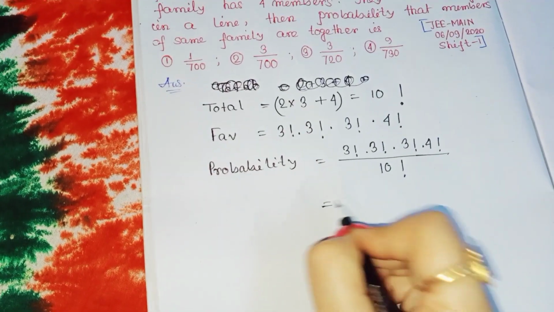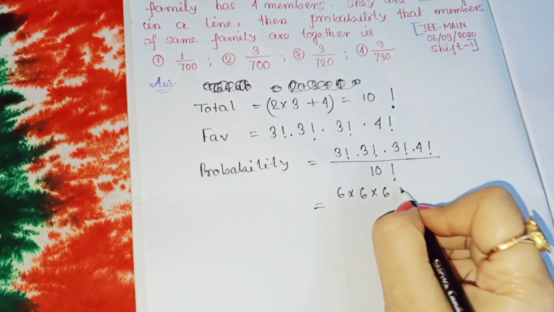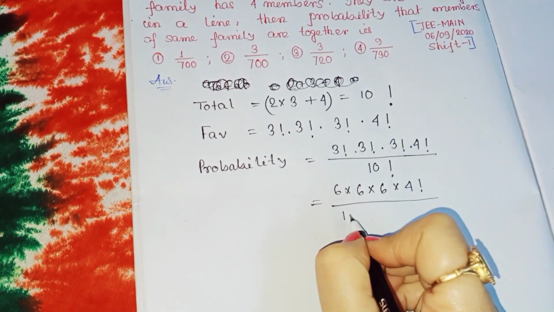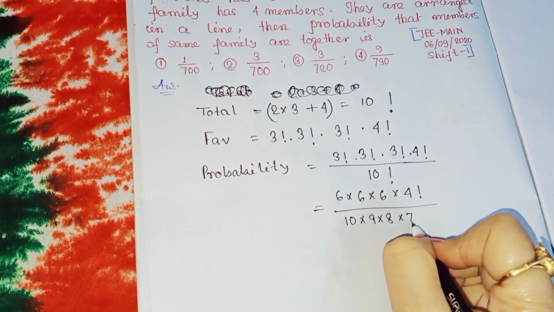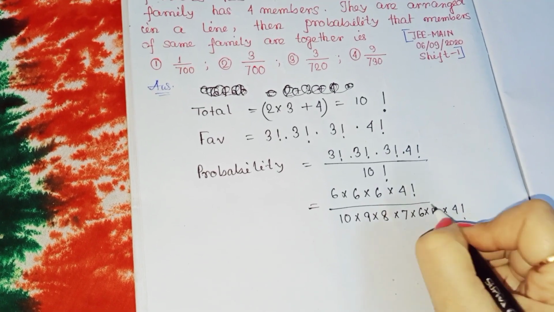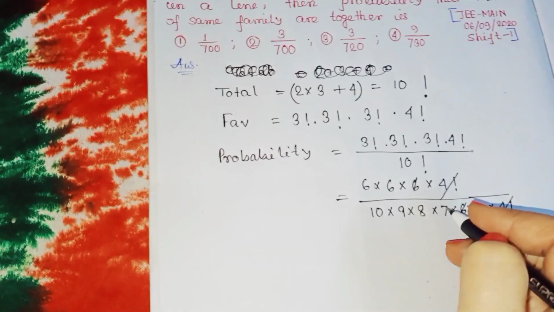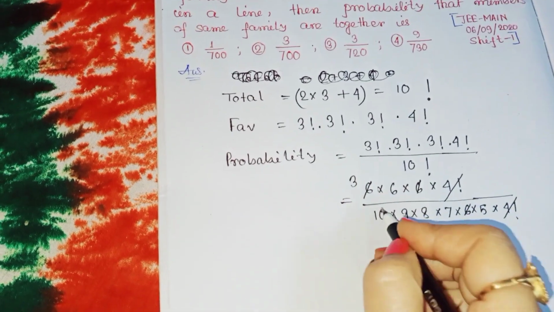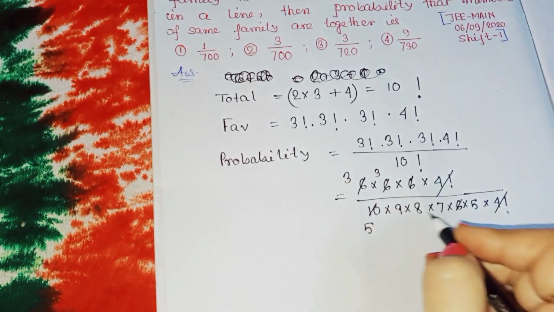So here we get factorial 3 is equal to 6, into 6 into 6, into factorial 4, leaving factorial 4 and breaking the factorial 10, so it becomes 10 into 9 into 8 into 7 into 6 into 5 into factorial 4. So factorial 4 and factorial 4 are cancelled off, 6 and 6 are cancelled off, and 6 is cancelled by 5, and it is 3.